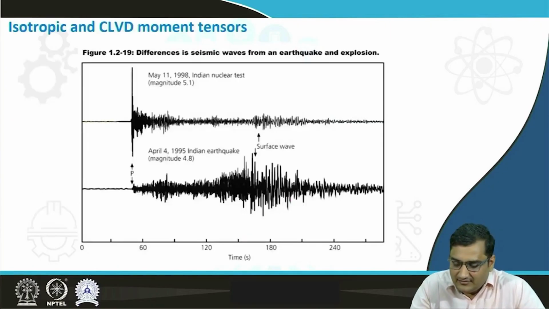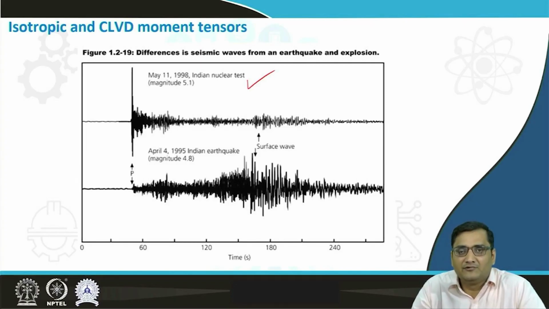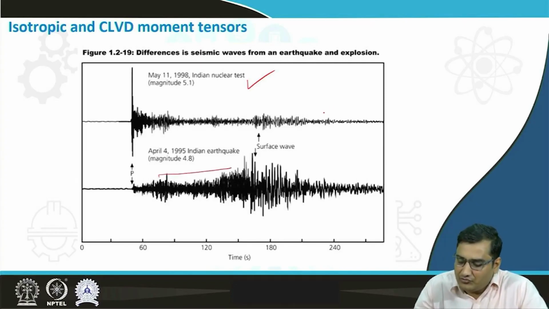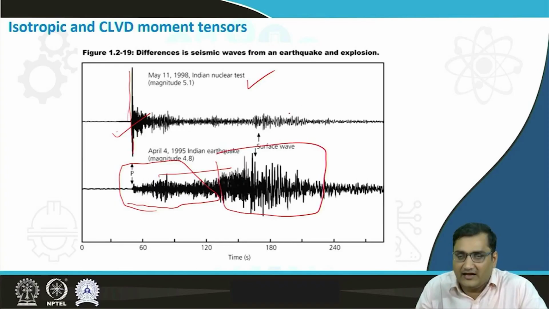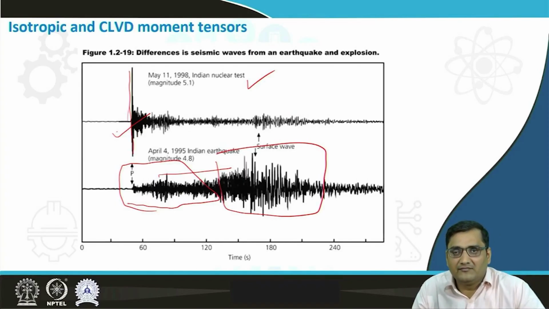Here you can see the difference in the waveforms of an artificial source such as an explosion, maybe from a nuclear test, and a natural earthquake. This is the effect on the seismic waves due to the explosion, and this is the natural earthquake. If you compare both of them, you will see the P wave energy is very large. There is a very large spike of P wave energy. In the case of earthquakes, the large P waves are not there, but on the other hand surface waves are very large. In the case of the explosion, the surface waves are comparatively small.